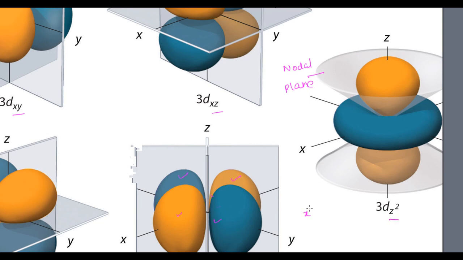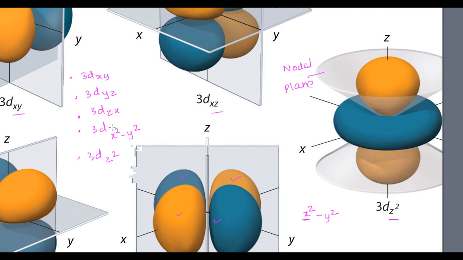So if you have things like x², it means it will point along the X axis direction. If they point along both the X and Y directions, then you tend to call it x²−y². So three of them are xy, yz, zx. So it is 3dxy, 3dyz, 3dzx. Then you have one where both the opposite lobes point along the X axis and Y axis, so the X axis and Y axis pierce them, right? Then when it is along the Z axis, you call it 3dz². So I don't think you will have a problem keeping them in mind, right? If you understand it this way.